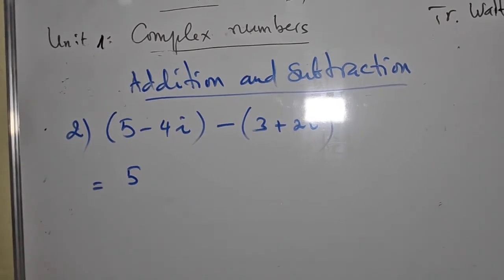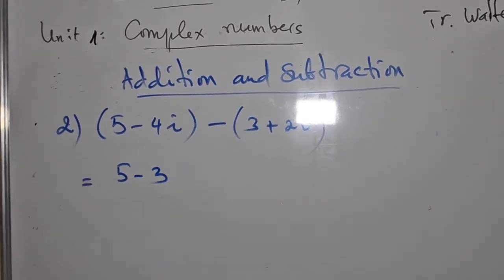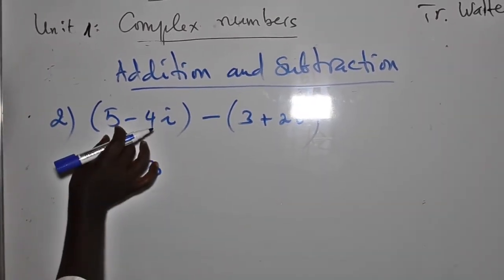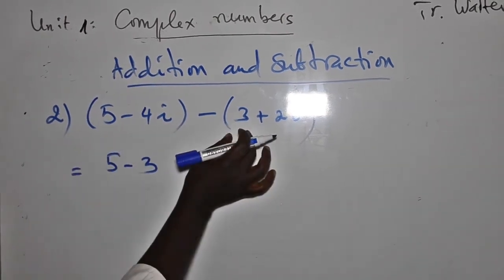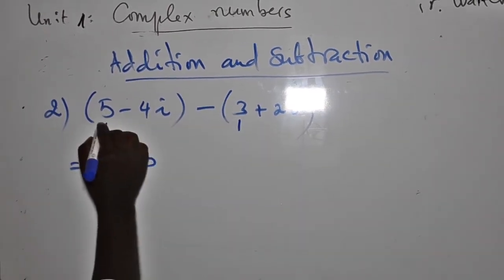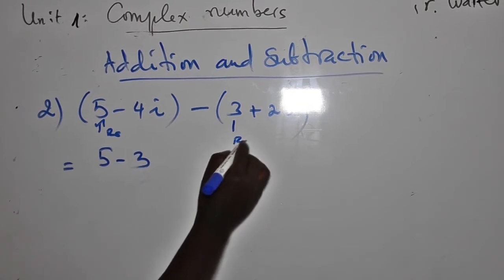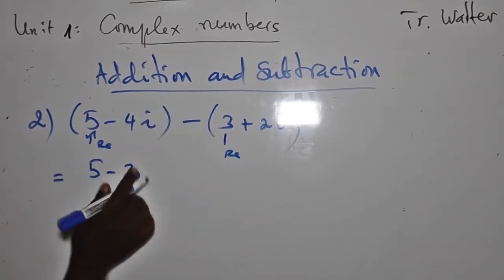You can immediately do it. Minus 3, which means you have just done the subtraction between the two real parts. This is real, this is another real. So we now do all the real parts, we subtract them.